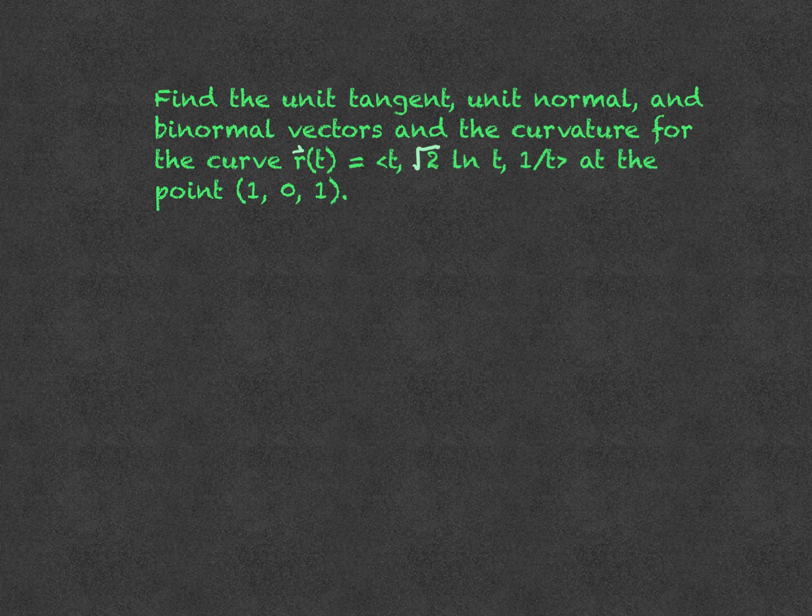So let's start with r prime of t, because in order to find the unit tangent vector, we need r prime of t. So the derivative of t is 1. The derivative of square root of 2 ln of t is square root of 2 over t. And the derivative of 1 over t is negative 1 over t squared. And notice it's the point (1, 0, 1). So we know right here that t is 1. So let's go ahead and make that note. At some point, we're going to need that.